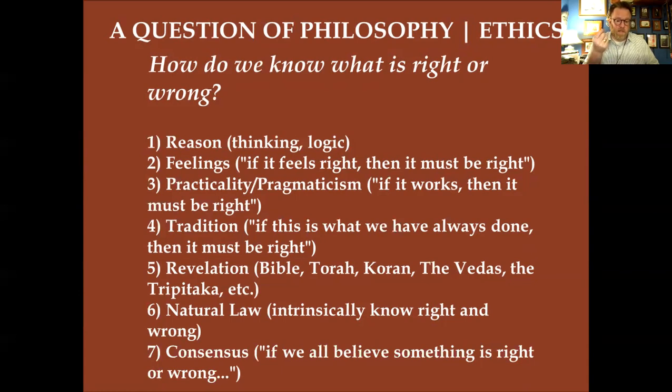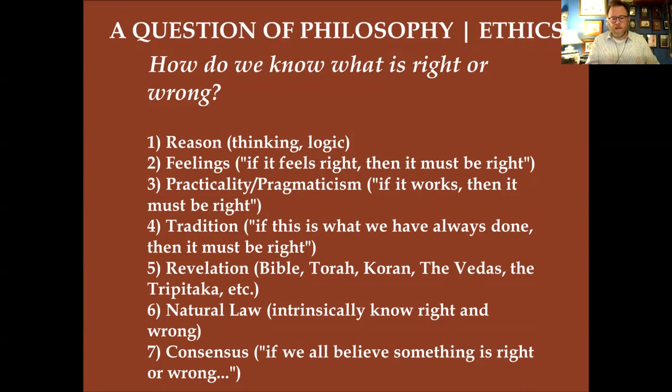And then there's number 6, natural law. So intrinsically, we intrinsically know what's right or wrong. And then number 7 is consensus. If we all believe something is right or wrong. And so this is an issue, right? If you're studying ethics, it gets more complex than this. But these are the issues that even the Americans were trying to sort out and wrestle with as they were developing their new nation, developing their constitution, and even writing this document, the Declaration of Independence, and subsequently the Constitution.